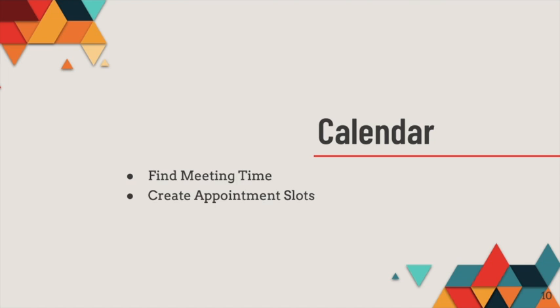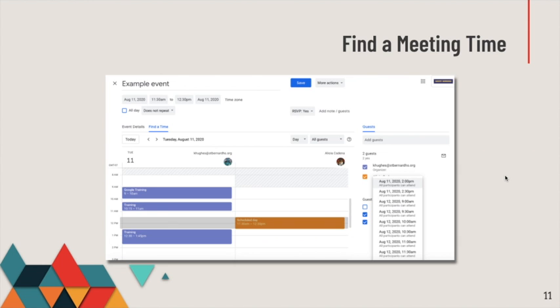Next up is calendar, and again, there's just 2 features I want to go over for this. The first one is finding a meeting time, and the second is how to create an appointment slot instead of an event. They're both very simple if you know where to click.